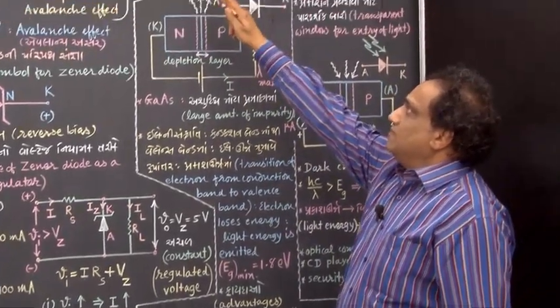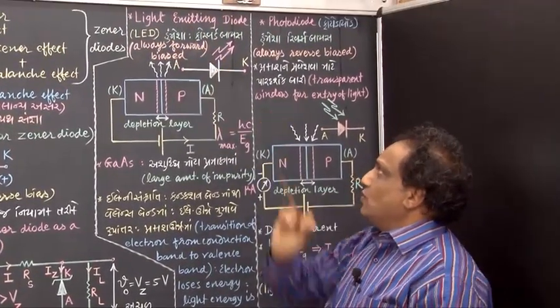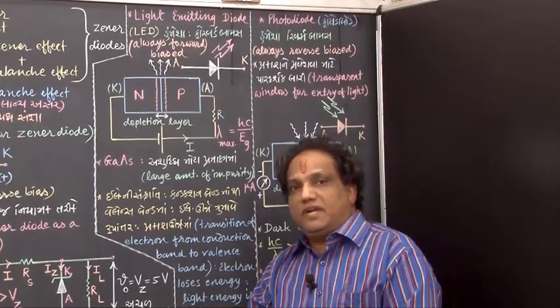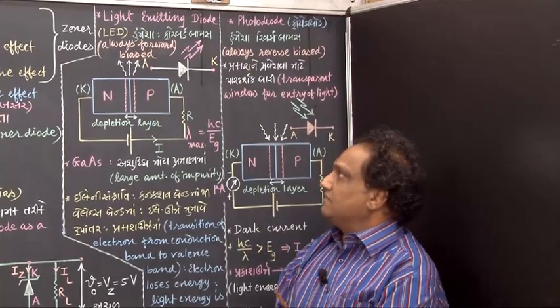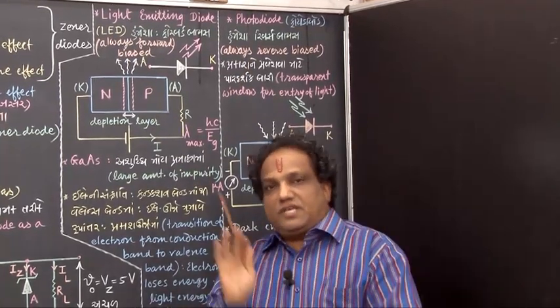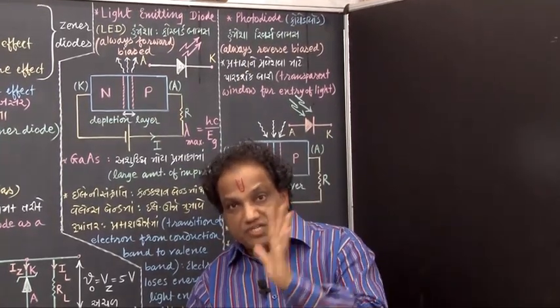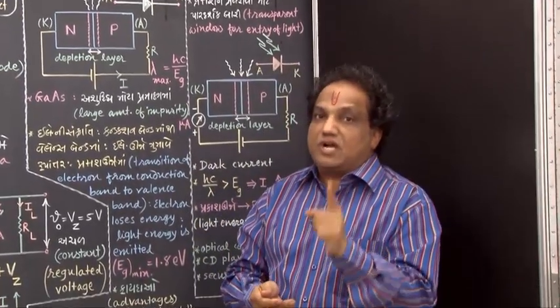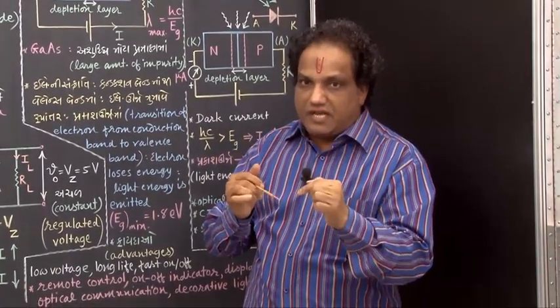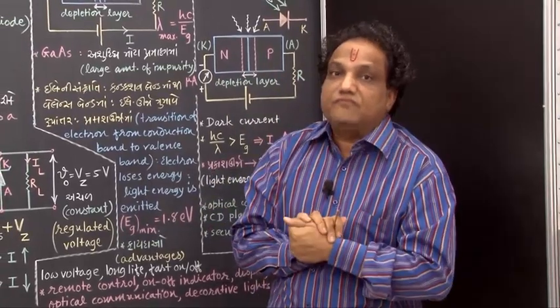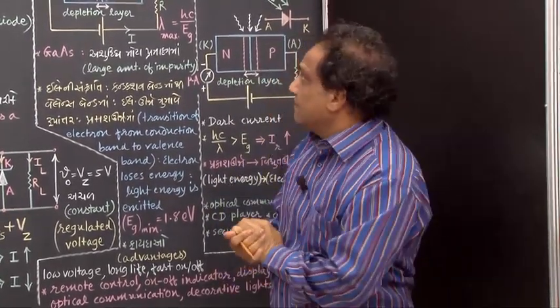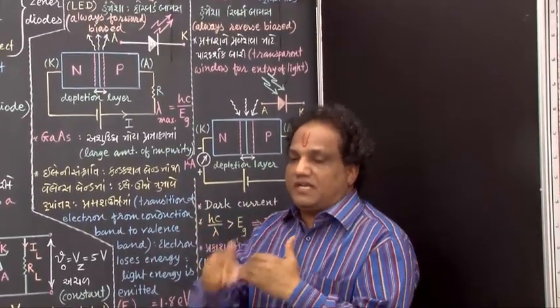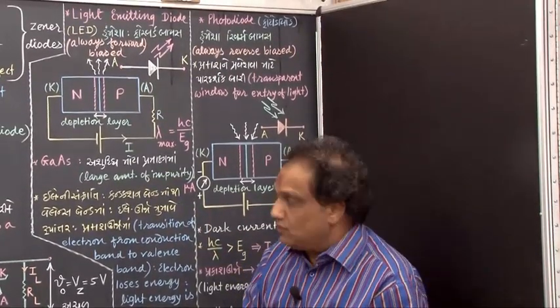Now we go for the light emitting diode, shortly written as LED. This is a special PN junction diode which converts electrical energy into light energy. Now, how it converts electrical energy into light energy, I am showing you.